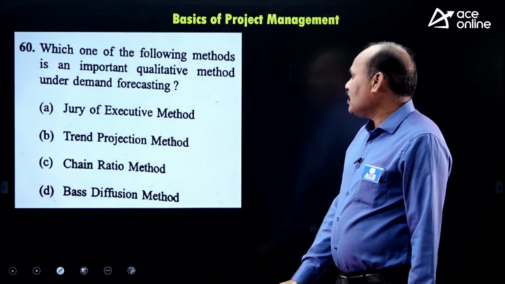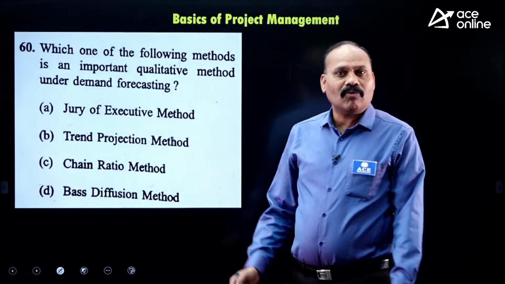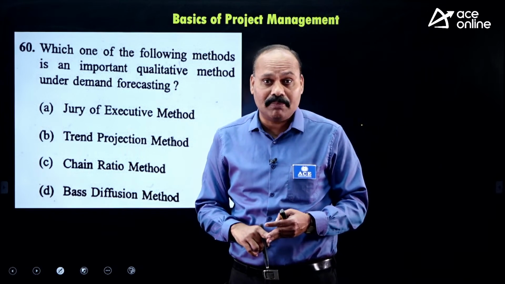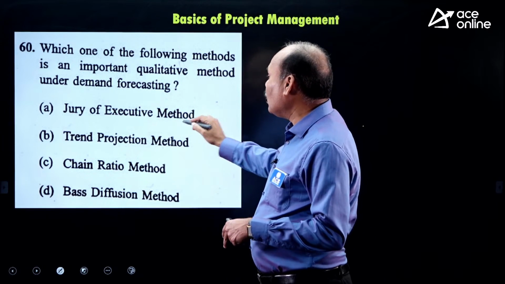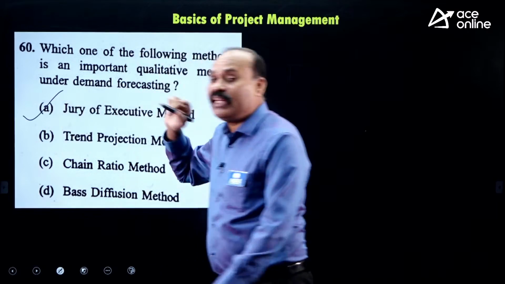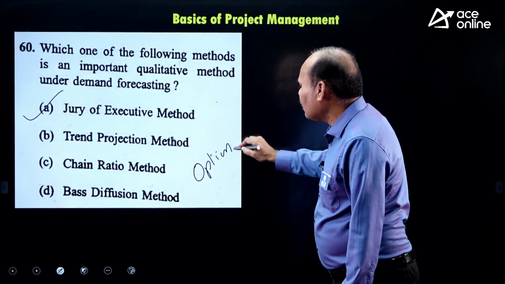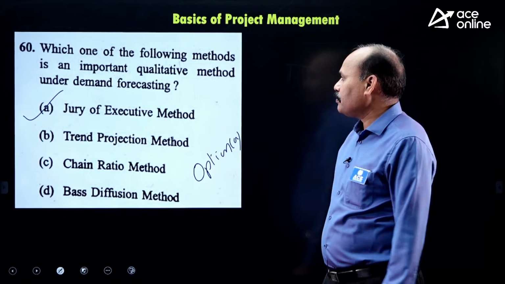Which one of the following methods is an important qualitative method? There are two types, qualitative and quantitative methods. Quantitative methods are mathematically oriented and statistically based, but there is only one method here, jury of executive opinion. This is actually opinion and judgment. Answer is option A. The remaining three are quantitative methods.